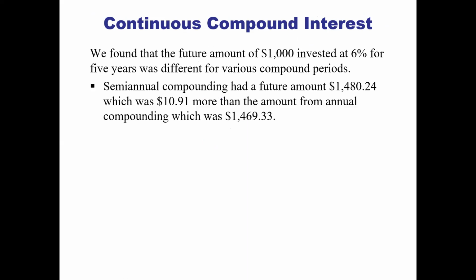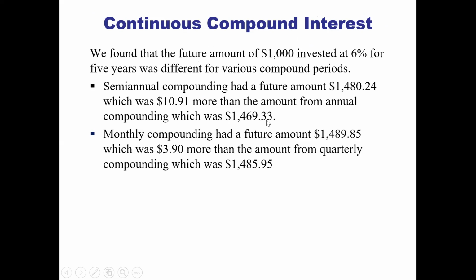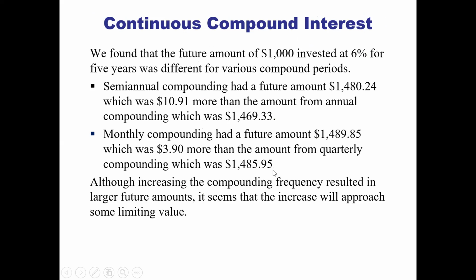So now let's kind of put them all together. So we found for the various things, when you had semi-annual, you had a future value of 1480.24, which was $10.91 more than the amount from just plain old annual compounding of the 1469.33. And then monthly had a future value of 1489.85, which was $3.90 more than the amount from quarterly, which was 1485.95.